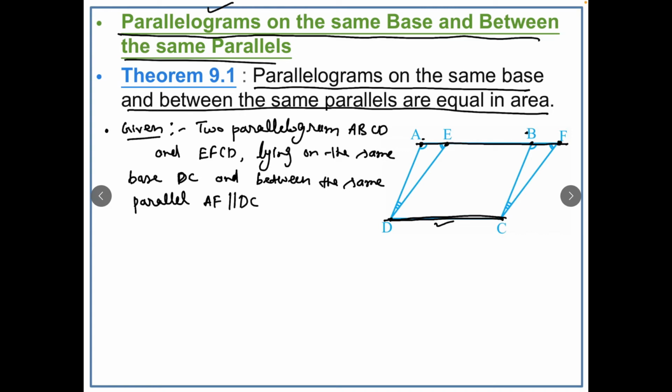To prove here, we have to prove that the area of the two parallelograms is equal. That is, area of parallelogram ABCD is equal to area of parallelogram EFCD. That's what we have to prove, that the area of the two parallelograms is equal. Okay, so let's start this proof.